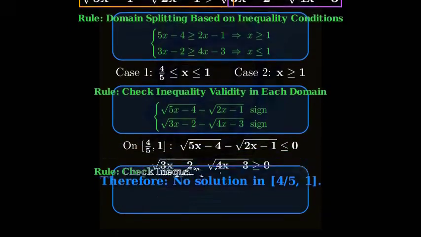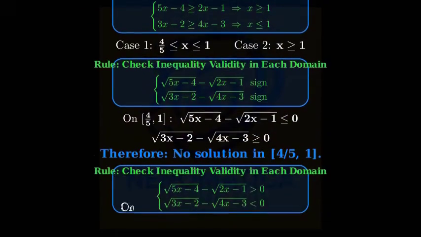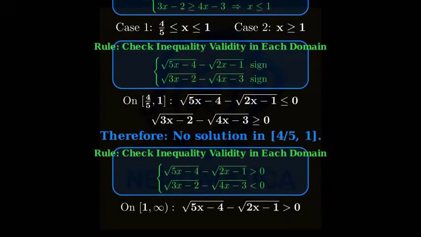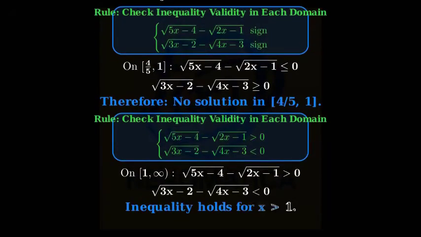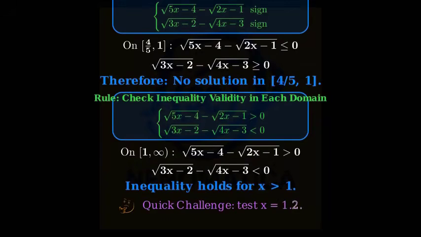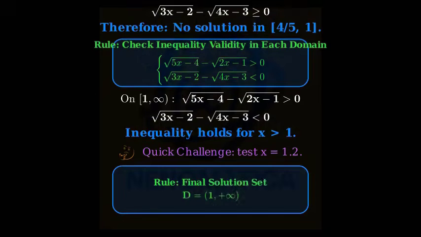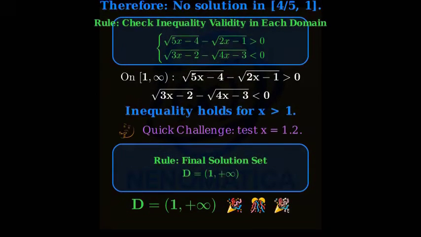Step 5. Analyze case 2, x greater than or equal to 1. Again, we check both differences. The left difference is positive. The right difference is negative. Hence, the rearranged inequality is satisfied for x strictly greater than 1. Step 6. Write the final solution set. We summarize the valid part of the domain. Here is the solution in green.